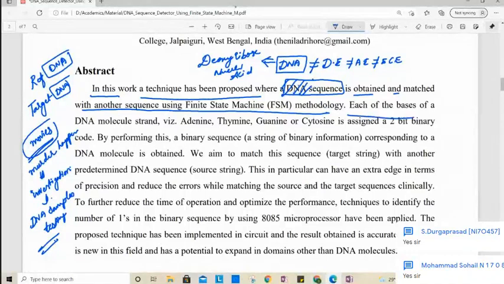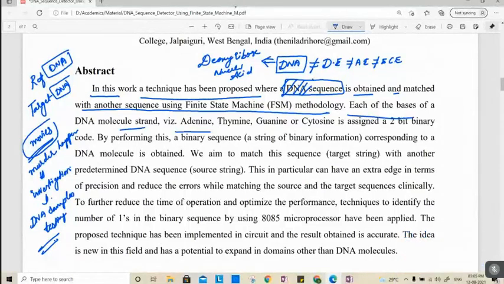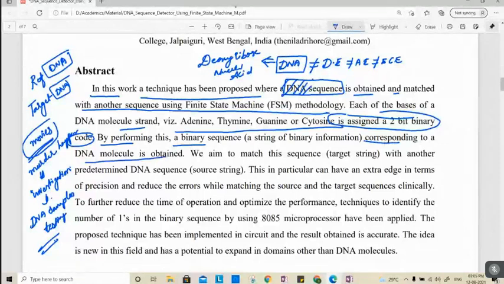Right, each of the bases of a DNA molecule strand, so this is not required for us, is assigned a 2-bit binary code. By performing this, a binary sequence corresponding to a DNA molecule is obtained. We aim to match this sequence with another predetermined DNA sequence source string.